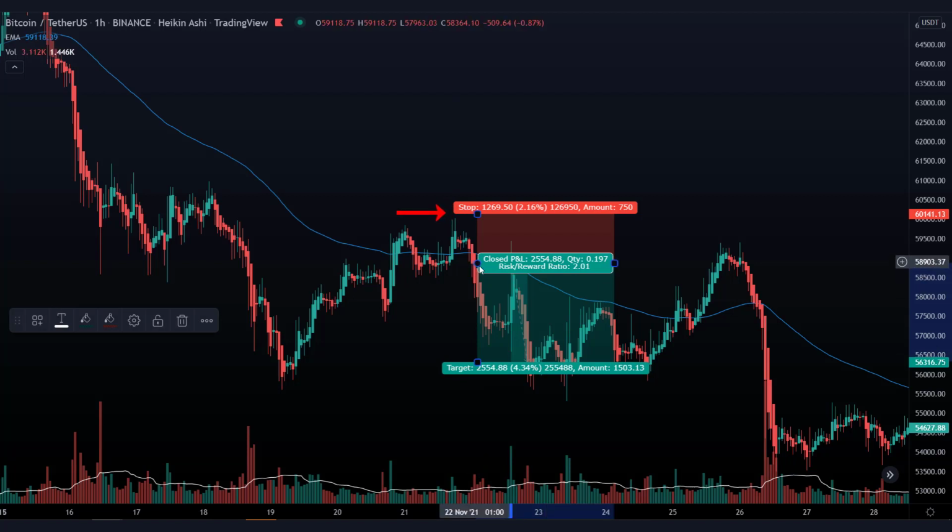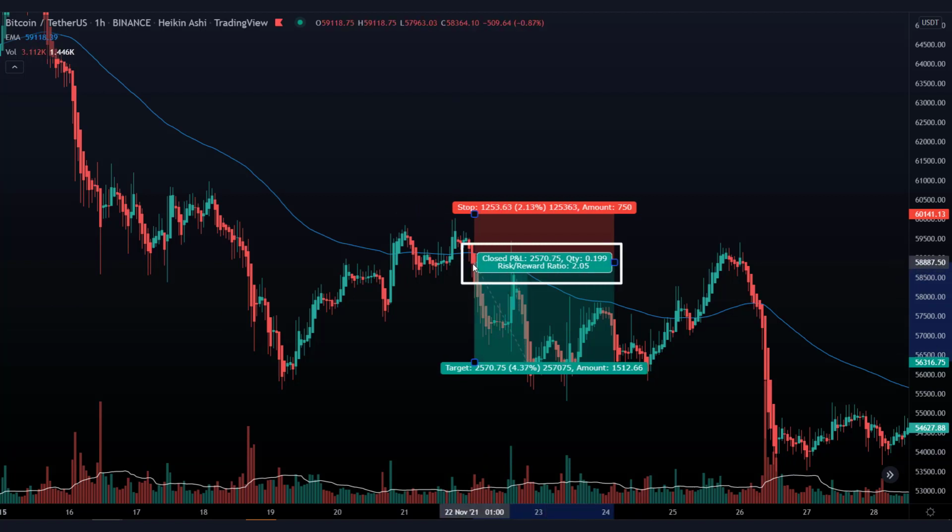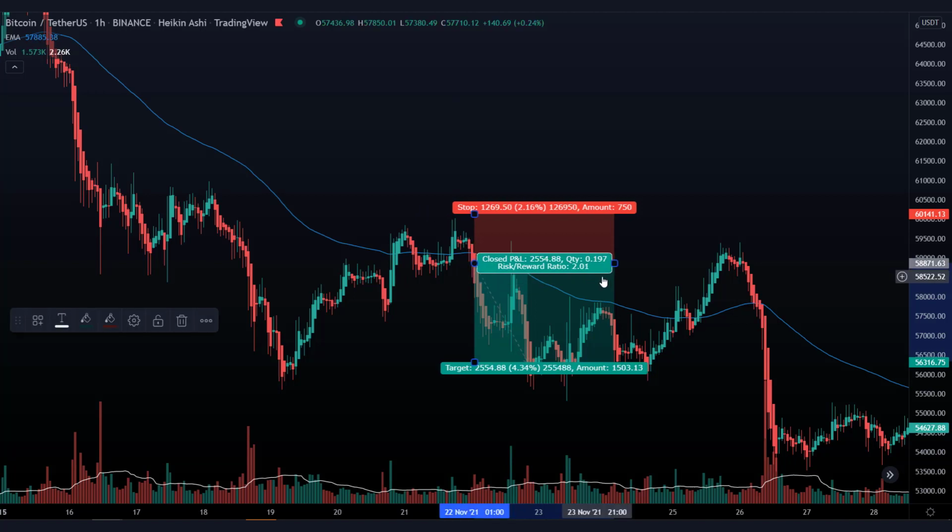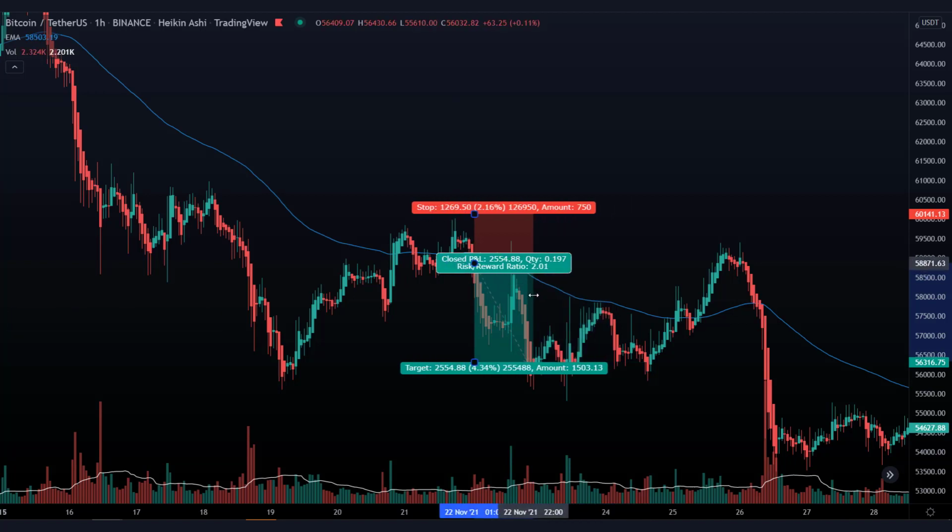So in this example we open a short position here and now place our stop loss above the last high. Then we go for a 2 risk-reward ratio again.